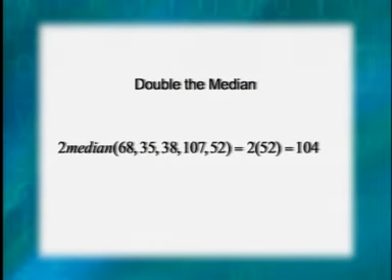For our particular example, these 5 numbers, the median, remember what the median is, you just put the numbers in order and take the middle value. So the median of the numbers 35, 38, 52, 68, and 107, that is the middle value, is 52. So 2 times 52 is 104. So the estimator of taking the median value and multiplying by 2 would give an estimate of 104 tanks in the German army.